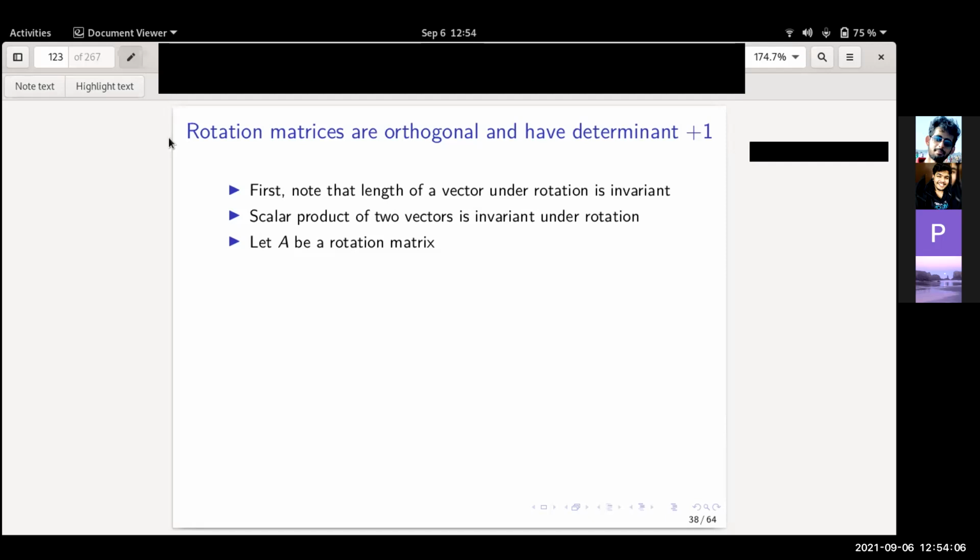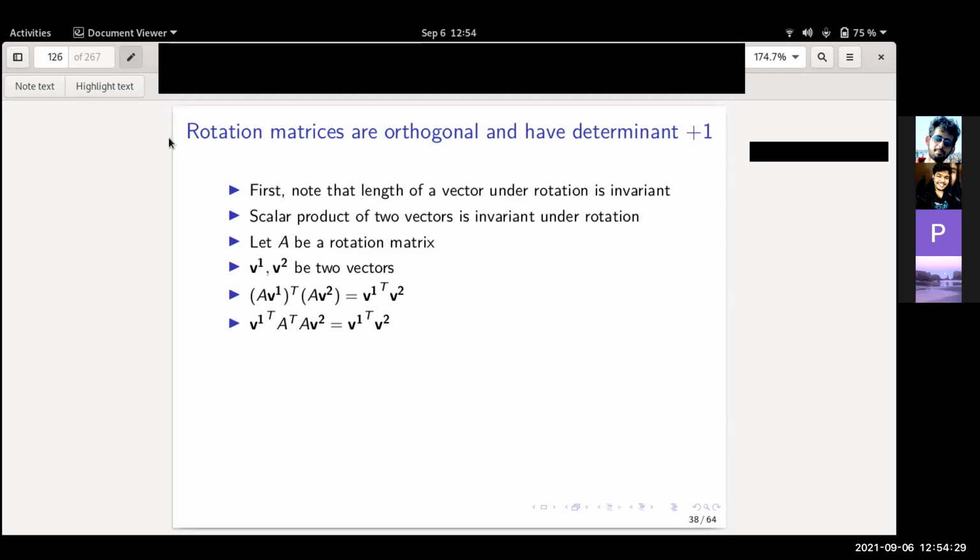So suppose A is the rotation matrix and let V1 and V2 be the vectors. The second statement says that after rotation, the vectors are AV1 and AV2. The dot product after rotation is (AV1) transpose AV2, and this should be equal to before rotation, which is V1 transpose V2.